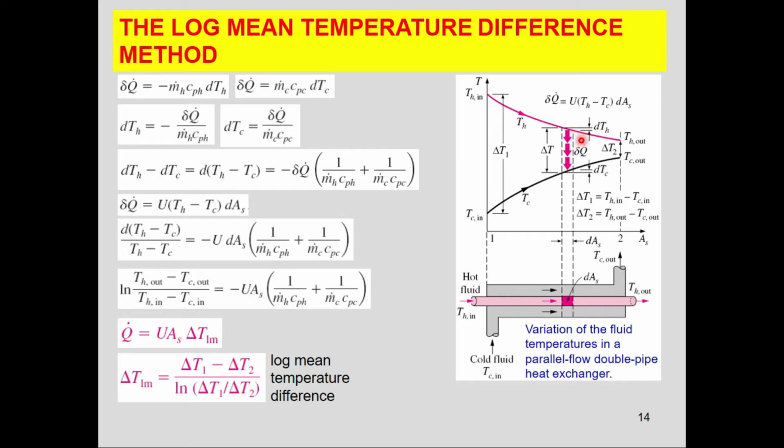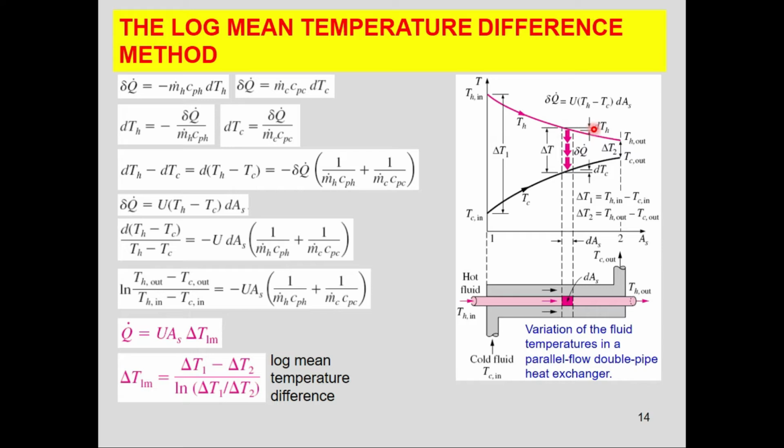One thing you need to keep in mind as we write the expression for the energy balance: the rate of change of energy is equal to m dot H, the mass flow rate of the hot fluid, times the specific heat, times delta TH, which is the temperature change. Keep in mind that this delta TH is a negative quantity. Why? Because the final temperature is the lower temperature and the initial temperature is the higher temperature.